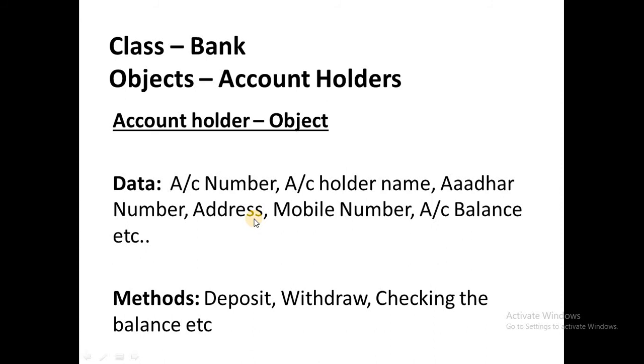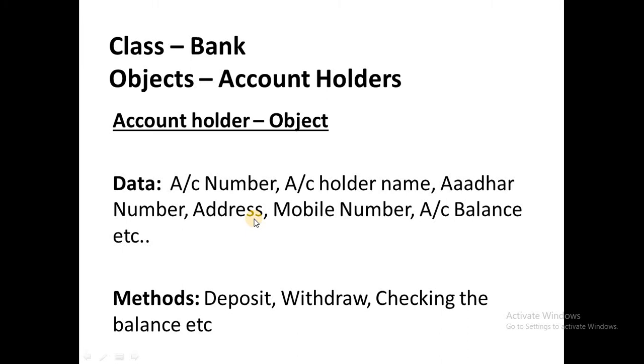What can the account holder do? He can deposit money, he can withdraw money, or he can check the balance. So generally, an account holder can perform three major operations, or three major methods, or three major functions: deposit, withdraw, or check the balance. So these are the operations. Data means simply the features or properties of an object. Methods means operations, functions. What are the functions that can be performed by that object?